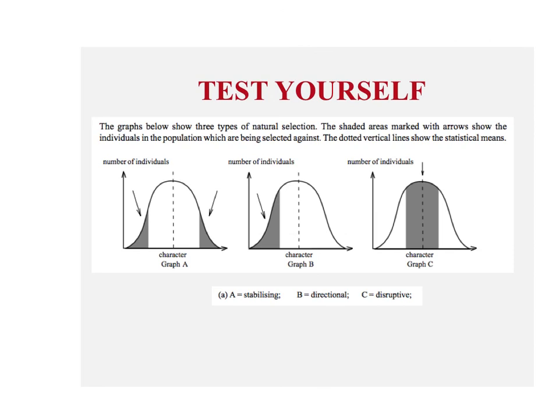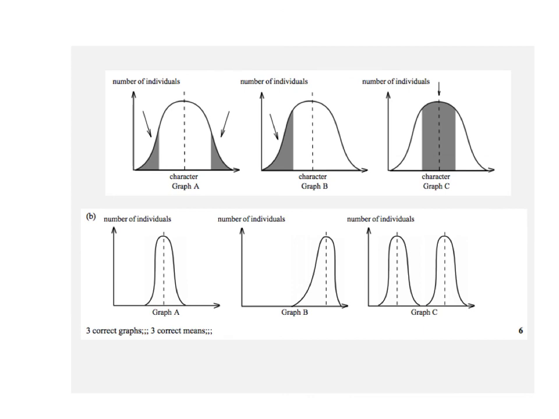So for question 1, we have stabilising selection for A, directional selection for B, and disruptive selection for C. And graph-wise, they should have looked like this. So if we remove the stabilising selection extremes, you get a really narrow graph. If we move the directional selection bits up, then the mean shifts, but also the entire graph shifts up. And finally, for that disruptive selection, we've got 2 means. So you won't get the mark if you haven't got those 2 mean dashed lines there as well.